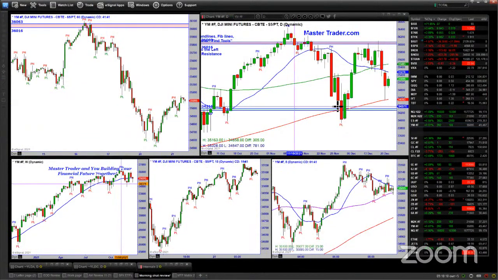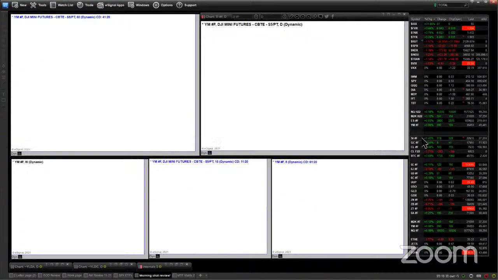Similar pattern to what we're seeing. A lot of times we see markets that move in unison, and we've seen plenty of times where these markets are totally detached, meaning Qs are going up, Dow's going down, Russell's doing something else. Now we see they're all trading in a similar way with these similar patterns.